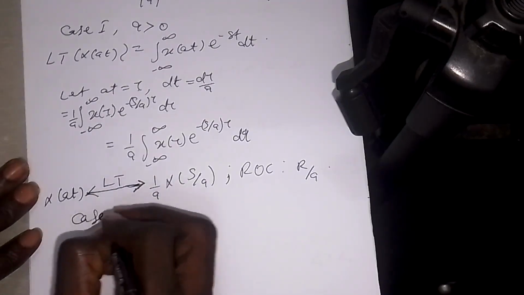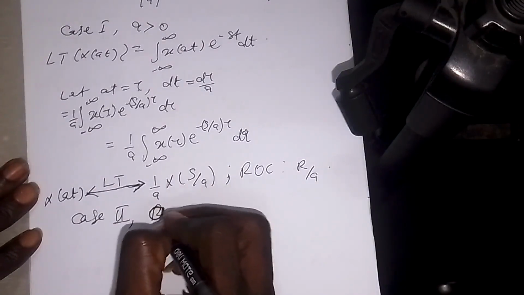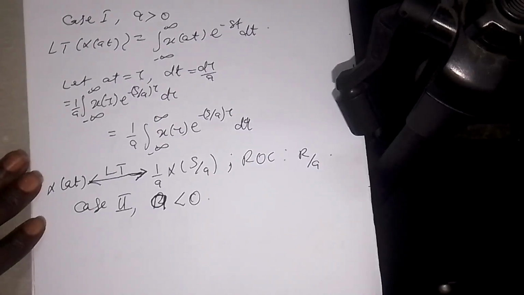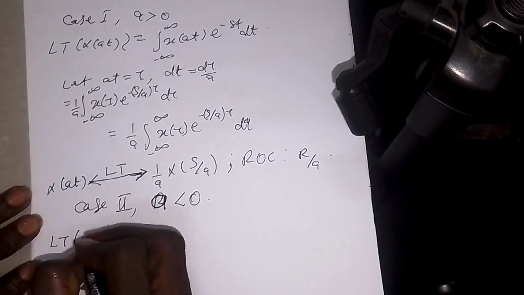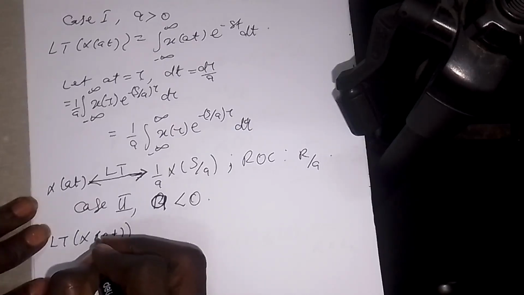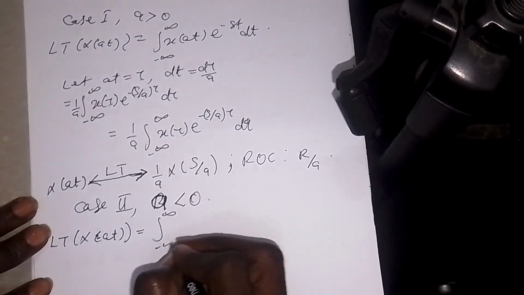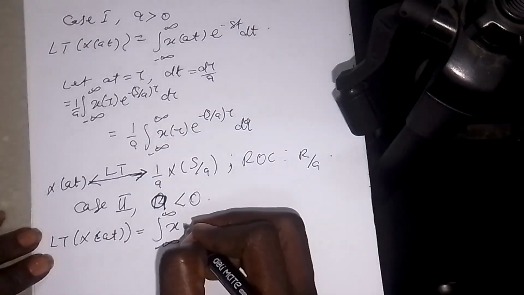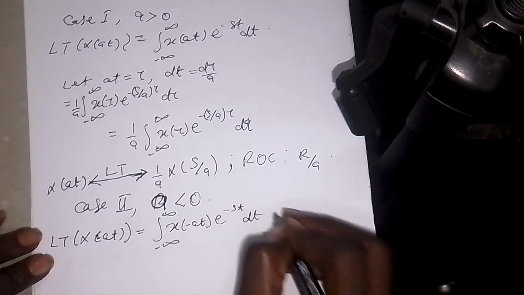In case 2, a is less than 0. In case 2, a is negative. So if a is negative, then the Laplace transform of x of minus at is going to be equal to the integral of x of minus at into e to the minus st dt.